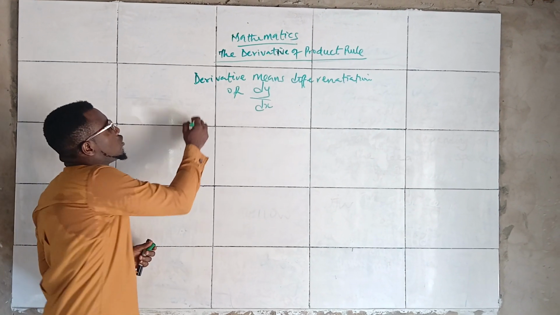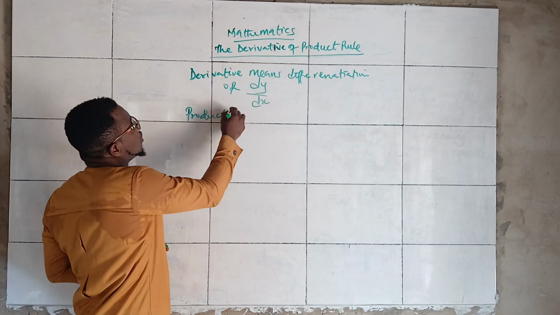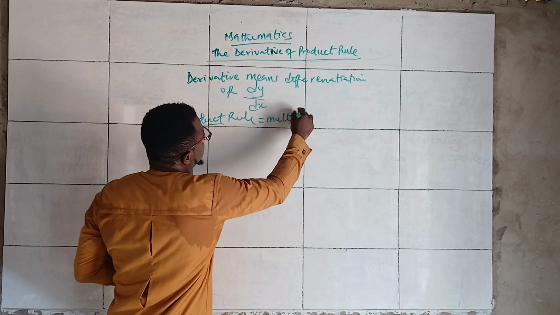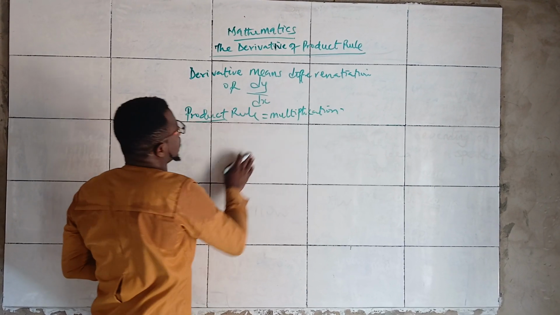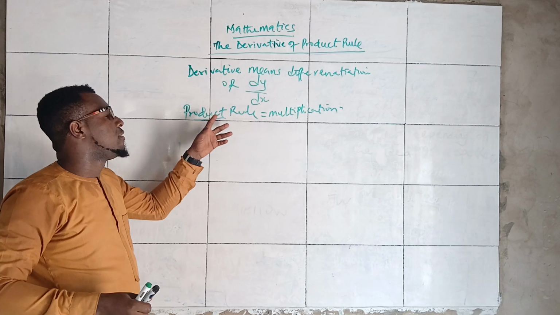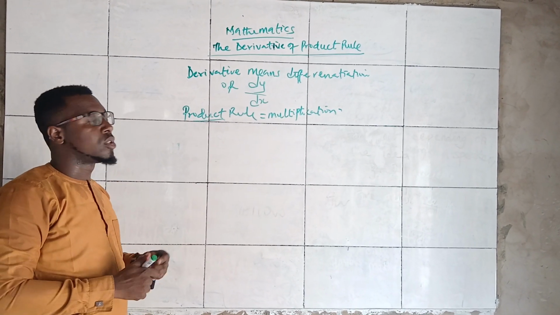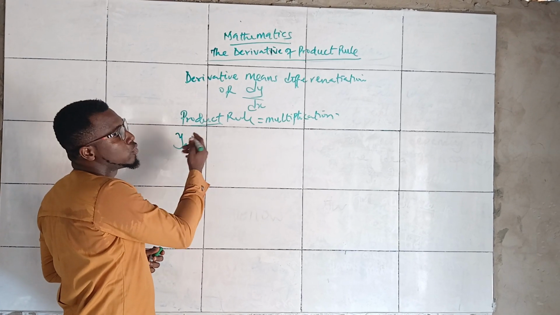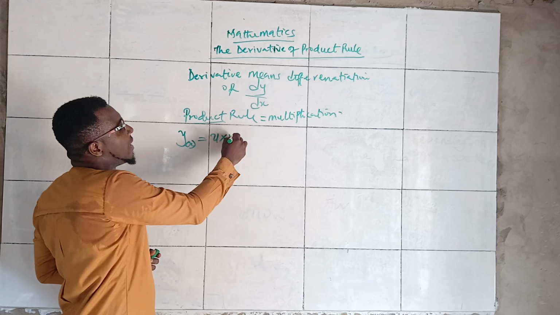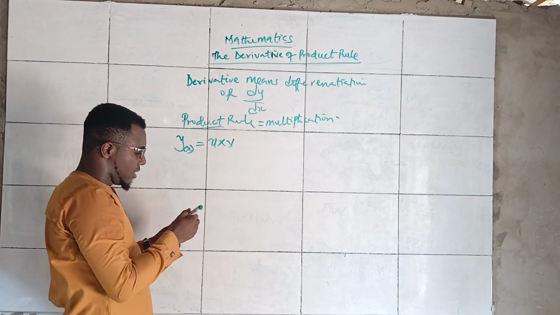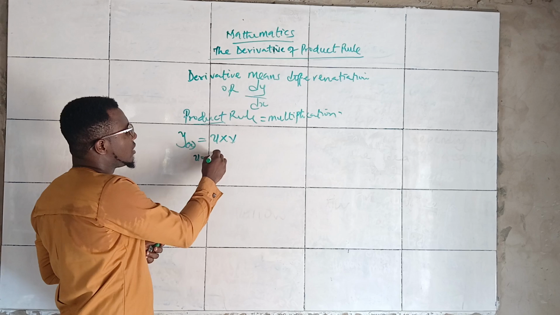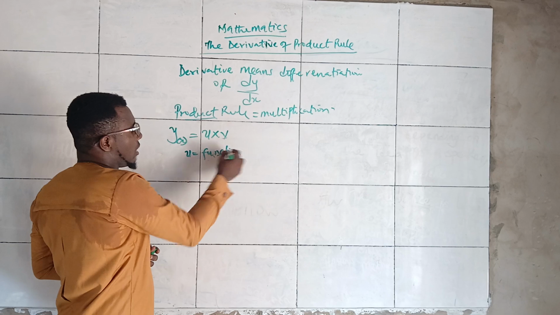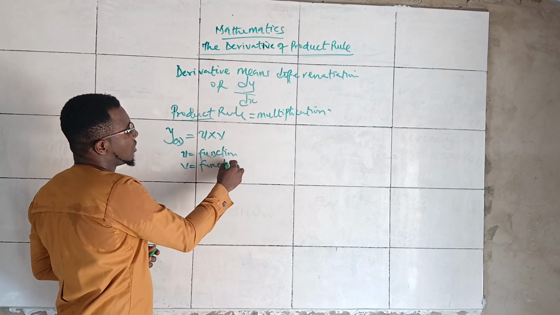So when we talk about product rule, just from the name product means multiplication. So it's just the derivative of functions that have multiplications. So if we have a function y, a function of x, and we have two functions like u multiplied by v, where u is a function, and v also is a function. So these are two functions.